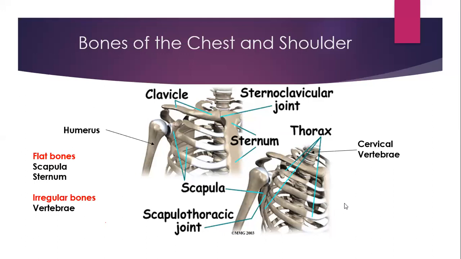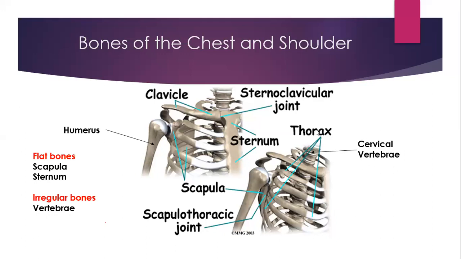I'm going to move on to the right-hand side. You've got your cervical vertebrae. These are the bones at the top of your spine. This is where your neck is supported. These are your neck bones.